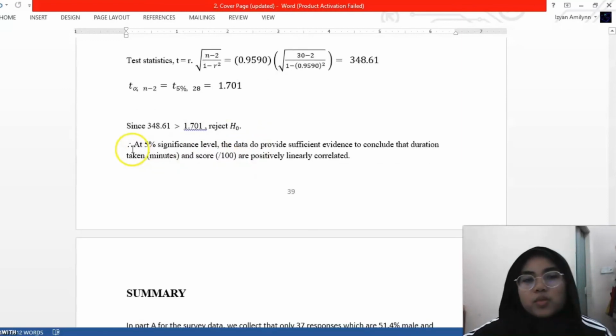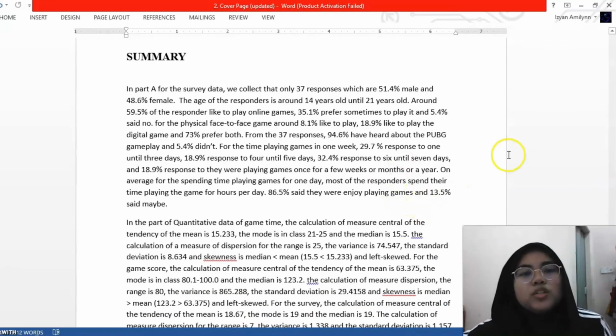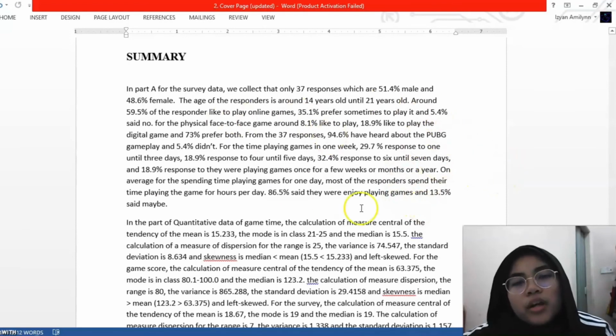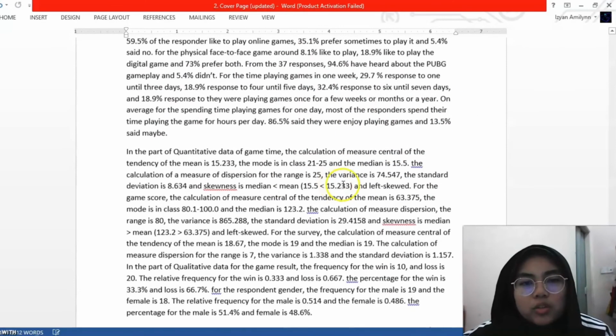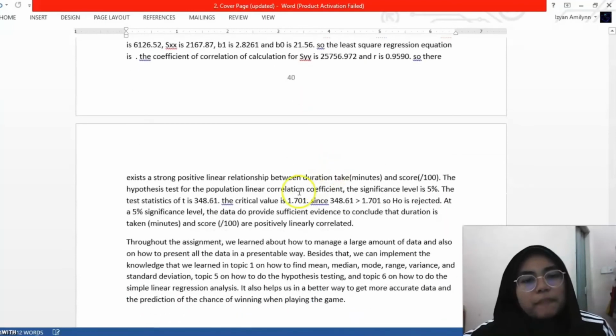The next step is the conclusion. At 5% significance level, the data do provide sufficient evidence to conclude that duration taken in minutes and score per 100 are positively linearly correlated. So this is the summary. We have summarized all the data from part A and also the data from part B.